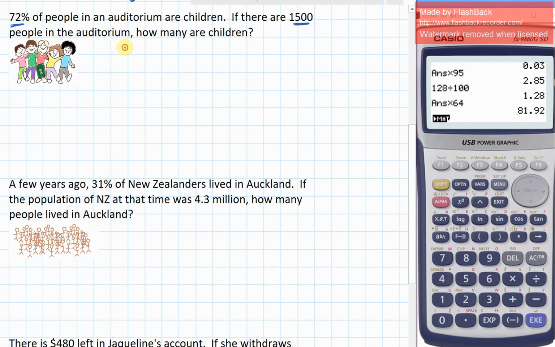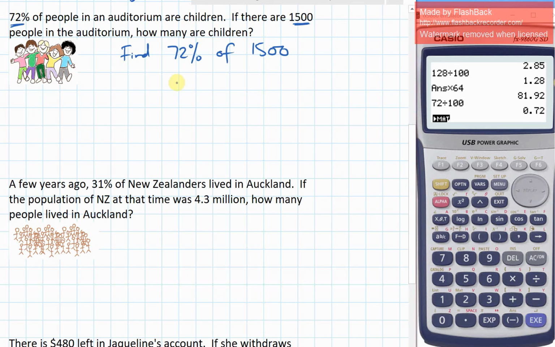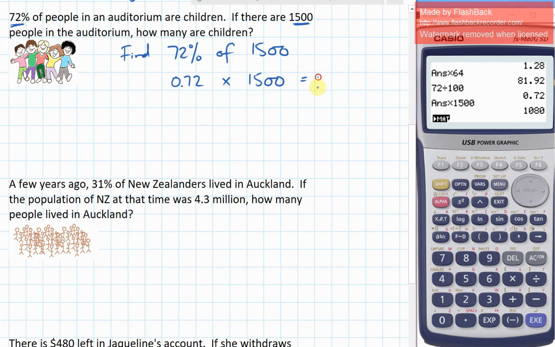So actually write that down. So I need to find 72% of 1,500. So 72% as a decimal is 0.72 times 1,500, and that equals 1,080. 1,080, and just pop at the end there children in order to explain what your answer means.